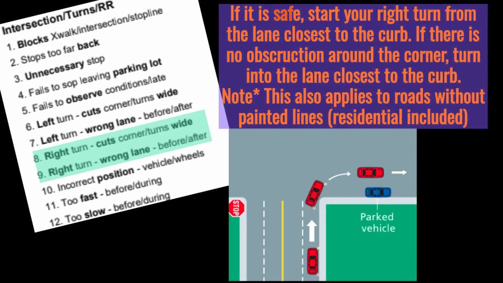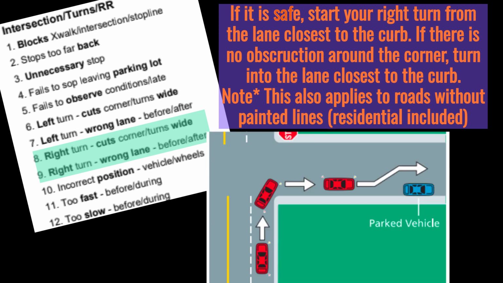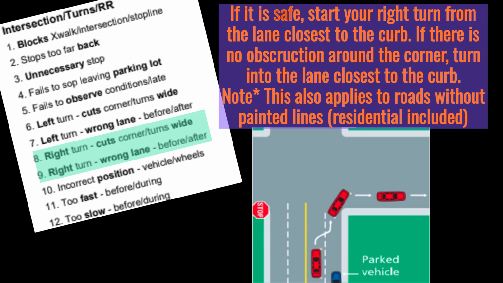Start your right turn from the lane closest to the curb. If there is no obstruction around the corner, turn into the lane closest to the curb. This also applies to roads without painted lines. Residential roads are included.